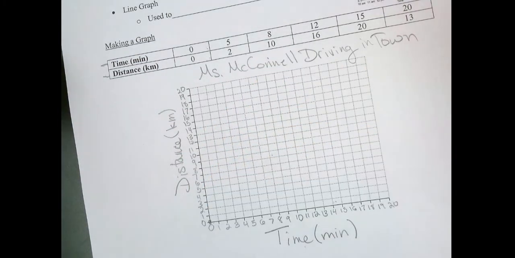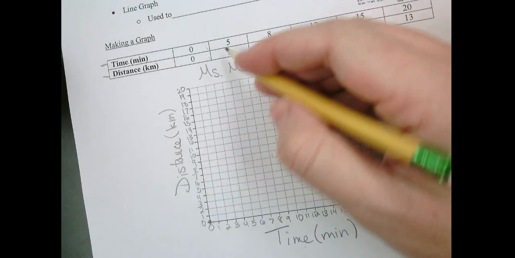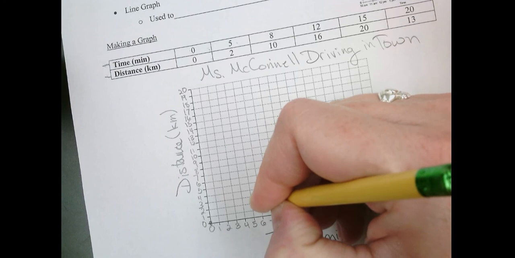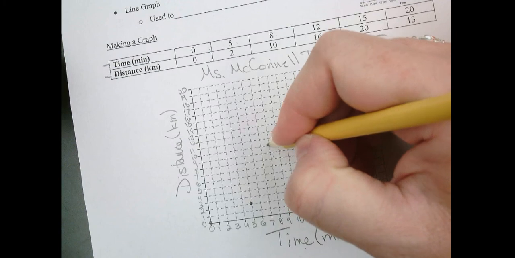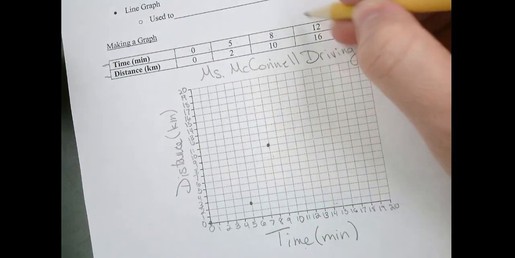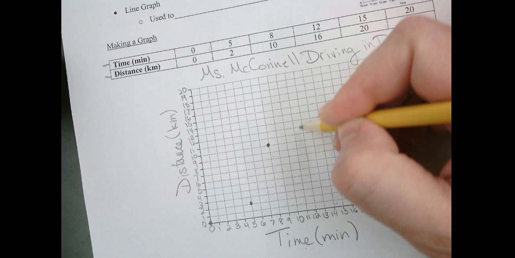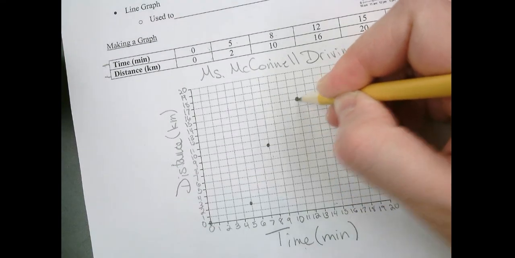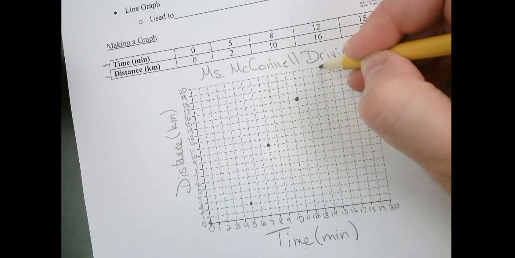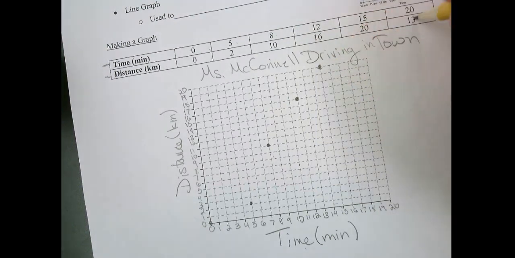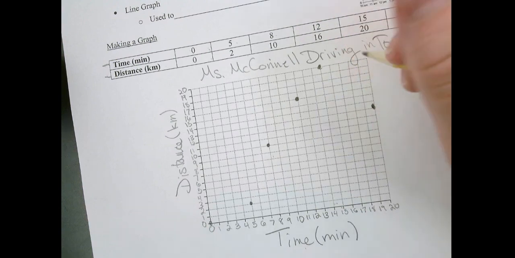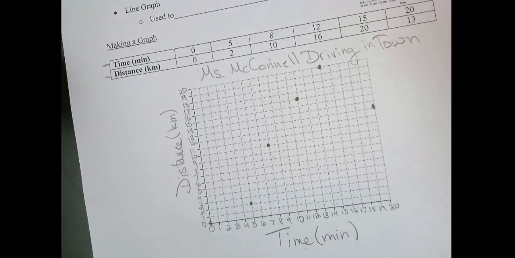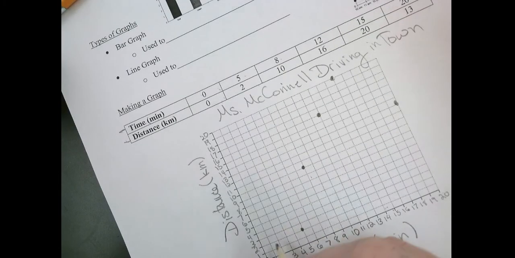Another thing people did was they forgot to put this first data point in. So make sure you get your first data point. Then we're going to go to 5 and 2. Then we're going to go 8 and 10. We're going to go to 12 and 16, 15 and 20, and 20 and 13. Okay, so hopefully you didn't get any of your x and y's flipped, so make sure that you have that correct.